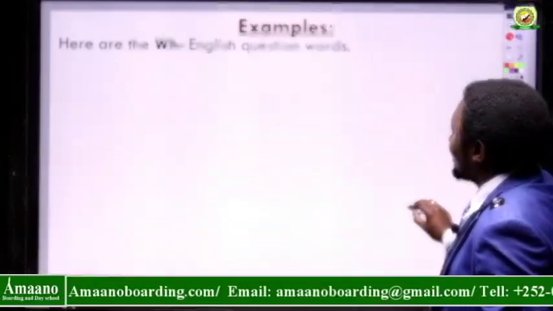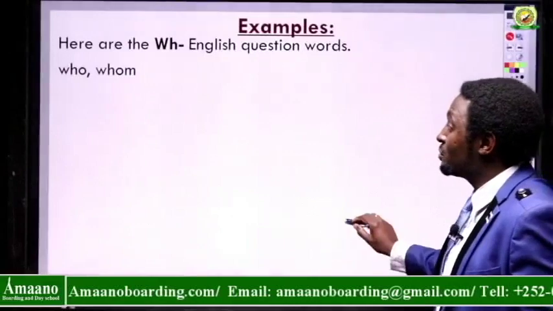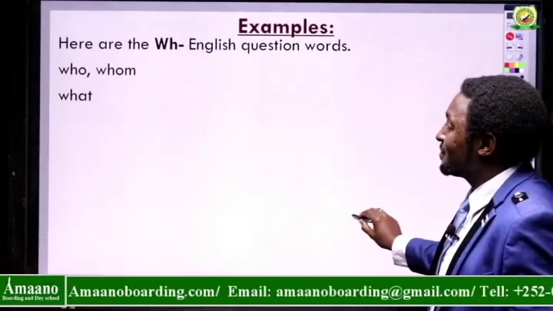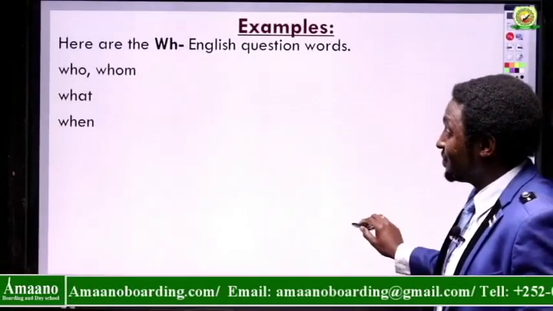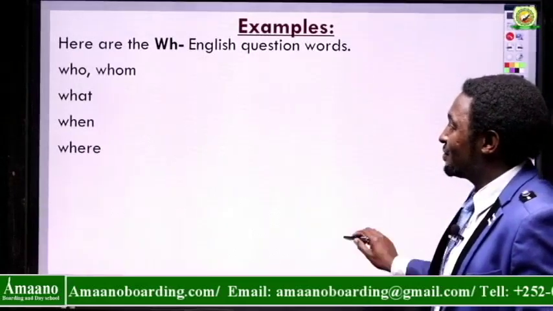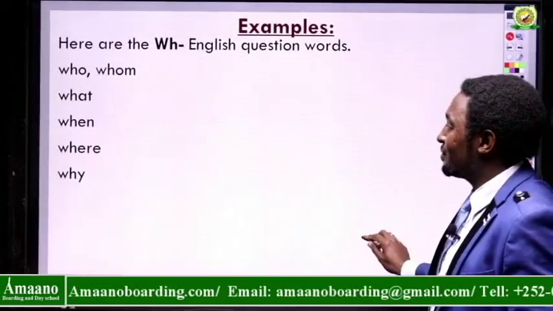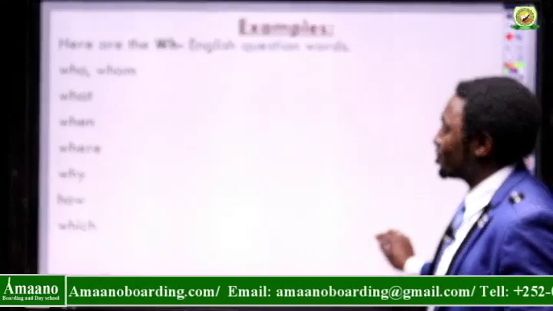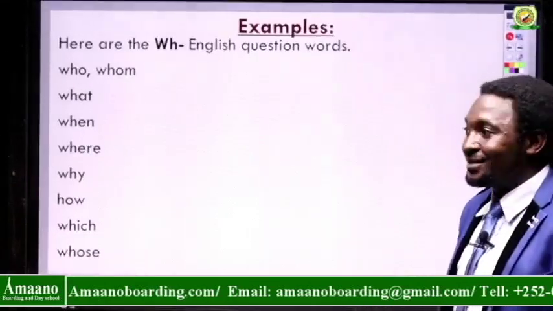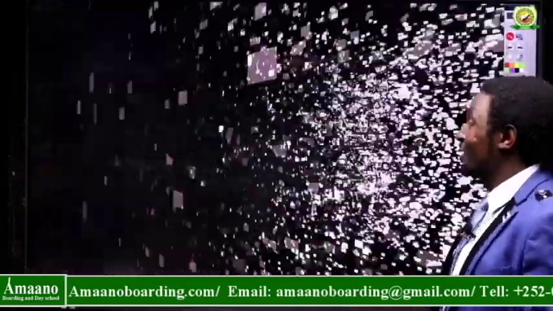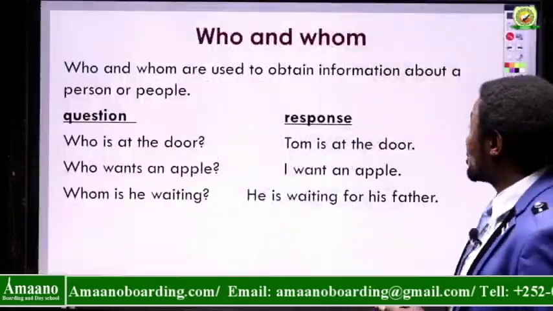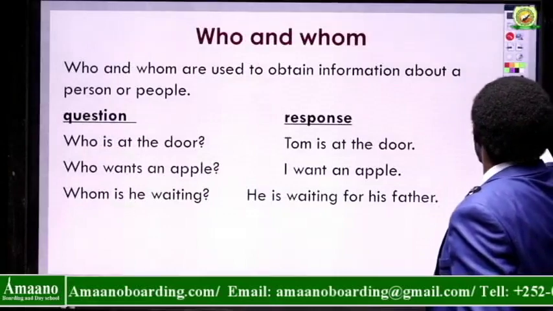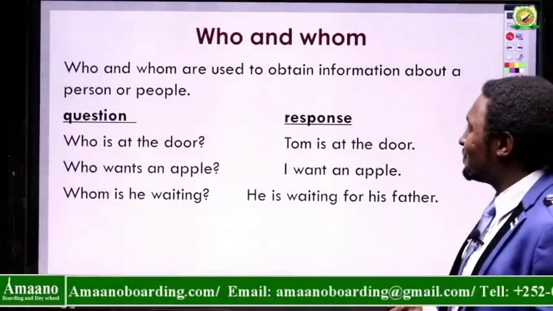examples. Here are the examples of WH English question words: whom and who, what, when, where, why, how, which, and whose. So those are the WH questions. And now we're going to learn about how each one of them is used.